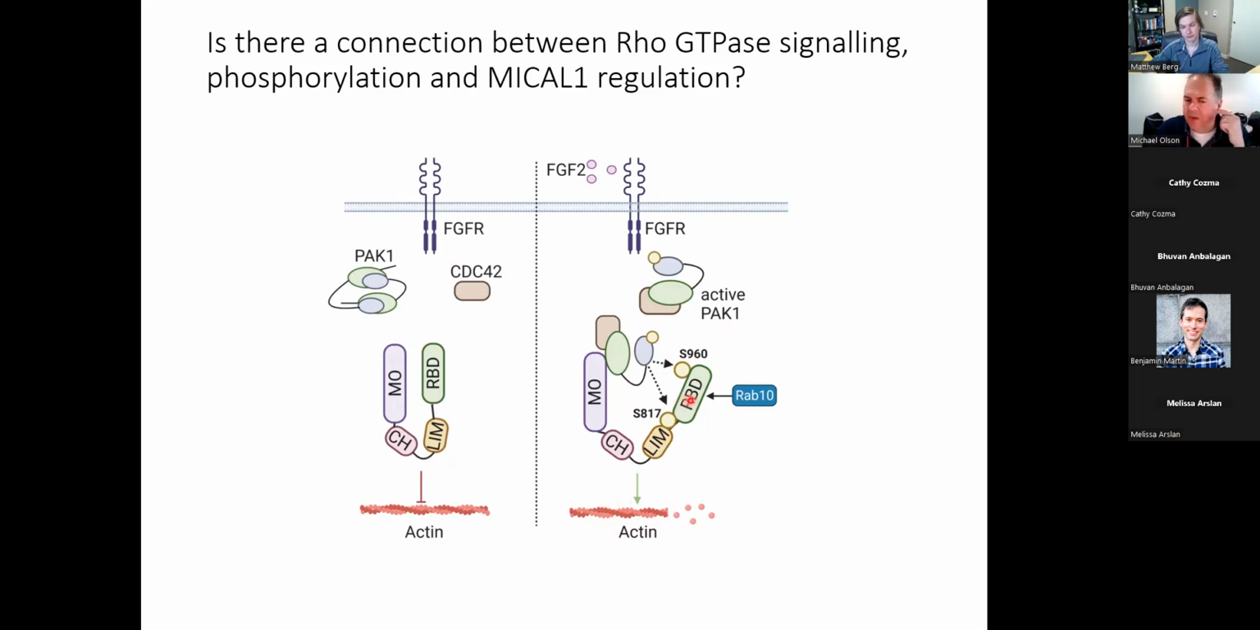And at the same time, the opening up of the protein also allows for the binding of other proteins like RAB10 to the Rab binding domain. So it helps to open up the protein and enable it to act as even more of a signal integrator between the Rho signaling pathway through CDC42 and the RAB GTPase signaling pathway. And this happens in response to growth factor receptor stimulation. So FGF2 initiates this cascade and leads to F-actin depolymerization.